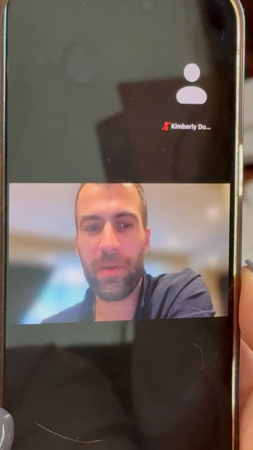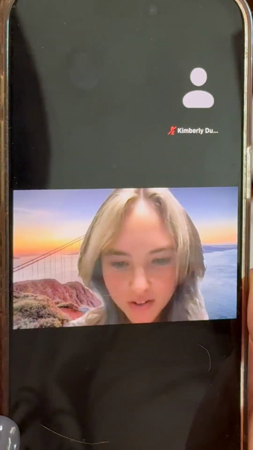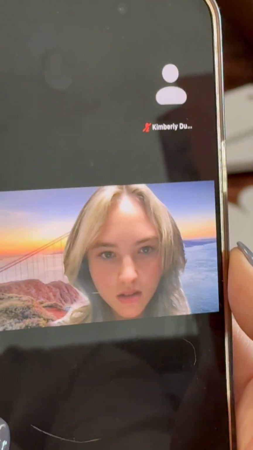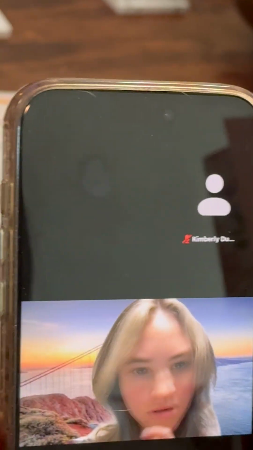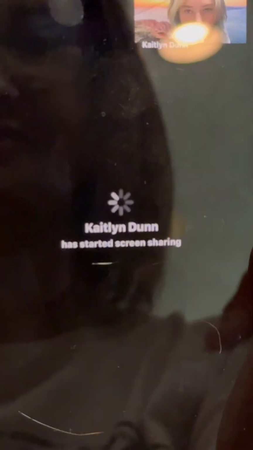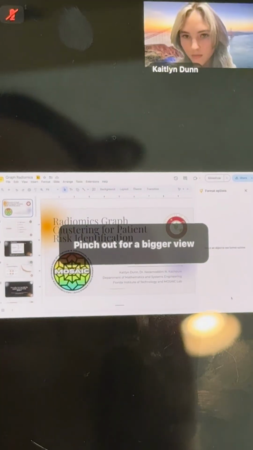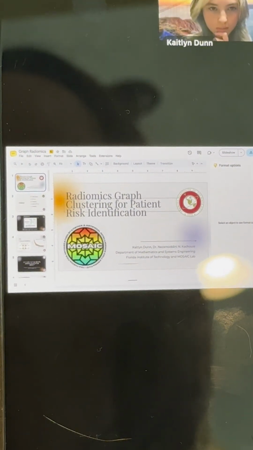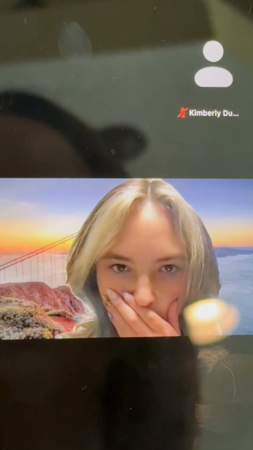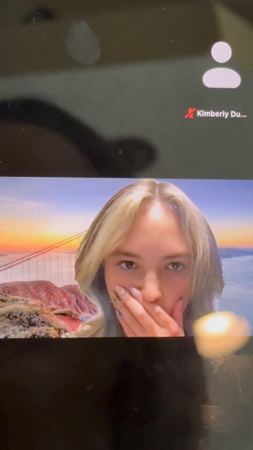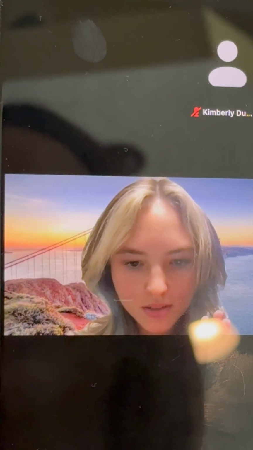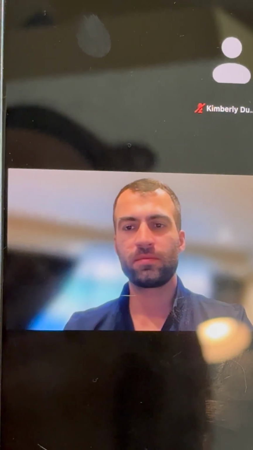Okay. So your paper... Okay, let me share my screen for you guys. Okay. Where did it go? Oh no. Okay, wait a second. Window.